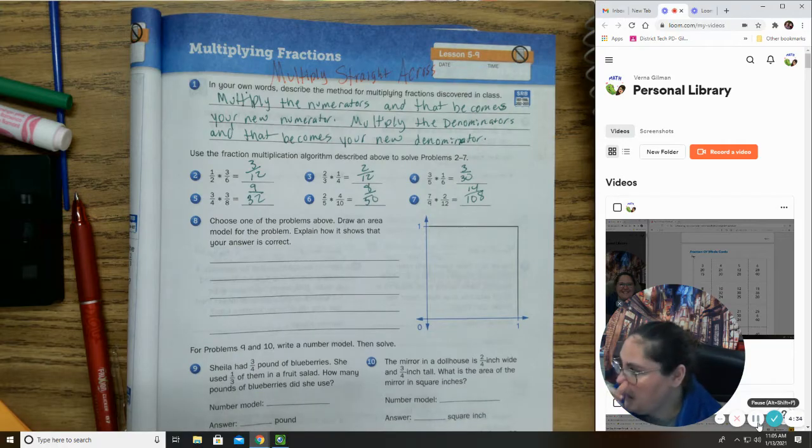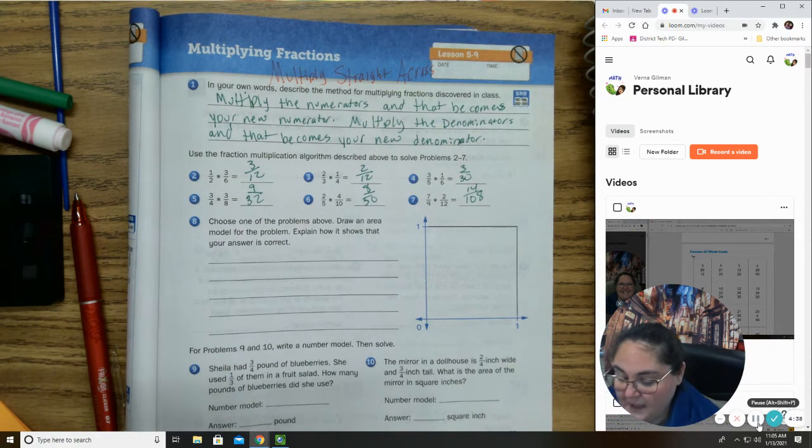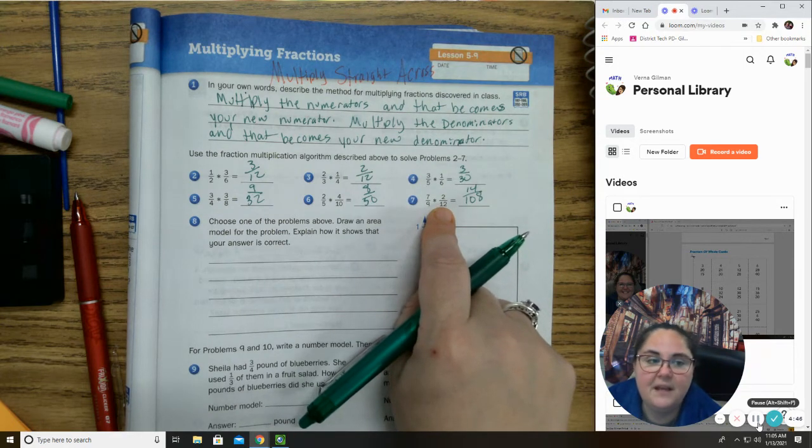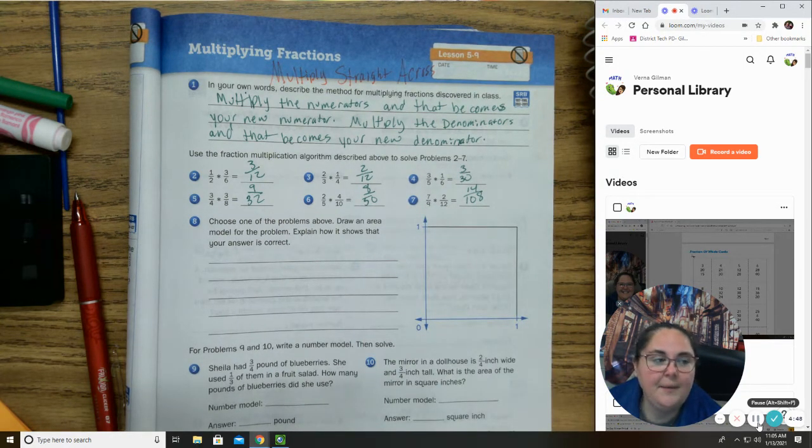All right, here we go. It says, choose one of the problems above and draw an area model for that problem. Explain how it shows that your answer is correct. Now, I don't want you to choose number 7. Nope. Choose one that's easier. Maybe you choose number 2 because number 2 seems very easy.